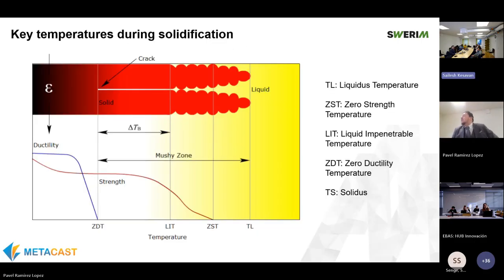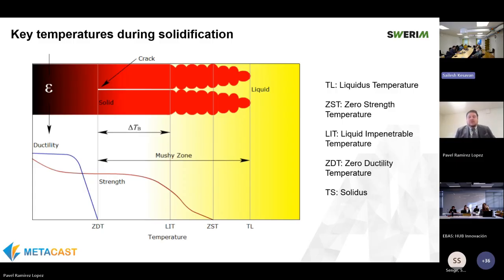Some key temperatures that we need to keep in mind as we progress during the solidification is that the temperature at the tip will be our liquidus temperature. And then as we progress on the solidification, increasing the solid fraction, when we progress in the solid, then we will have the zero strength temperature we already discussed last time.